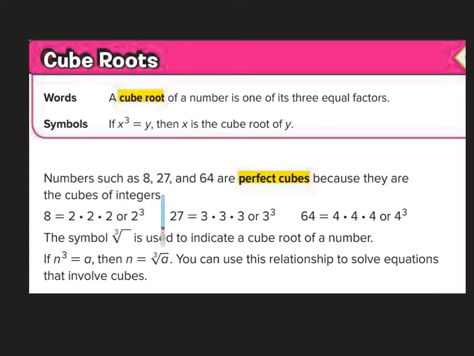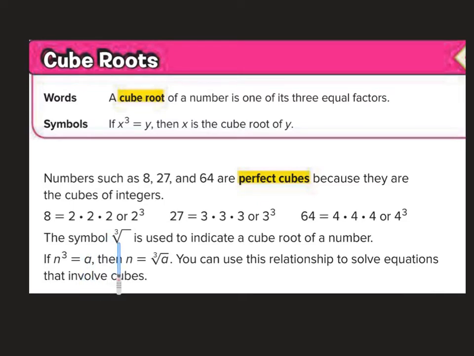Numbers such as 8, 27, and 64 are perfect cubes because they are the cubes of integers. 8 breaks down to 2 times 2 times 2, or 2 to the third power. 27 breaks down to 3 times 3 times 3, or 3 to the third power. And 64 breaks down to 4 times 4 times 4, or 4 to the third power.